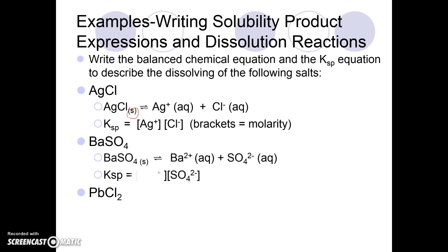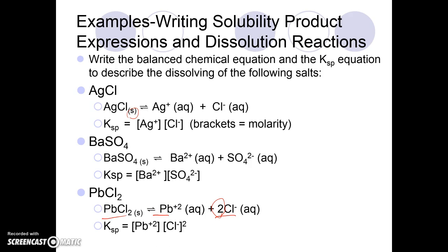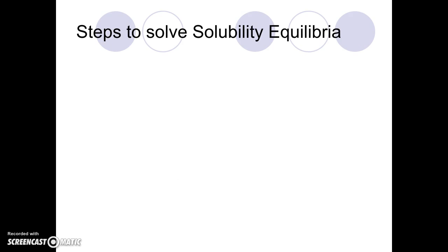Barium sulfate follows the same kind of pattern. It gets trickier when we have something that ionizes in a 1:1:2 ratio. Now we have a power in our equilibrium expression. The concentration of the chlorine gets raised to the second power because there are 2 moles for every 1 mole of solid that dissolves.